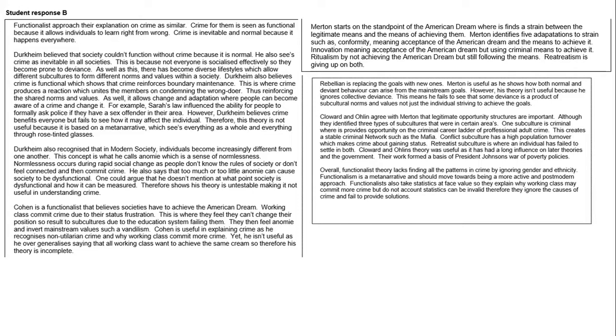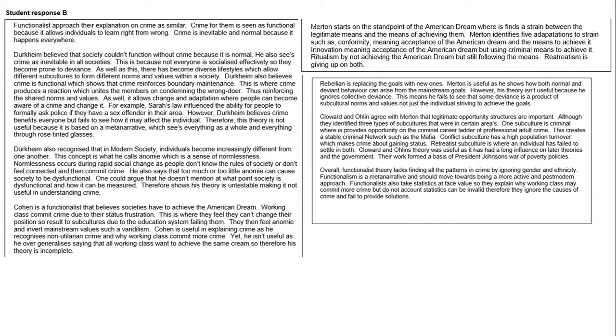So we've got functionalist approach. Their explanation of crime as similar. Crime for them is seen as functional because it allows individuals to learn right from wrong. Crime is inevitable and normal because it happens everywhere. So a fairly simple statement of what functionalist approach says.